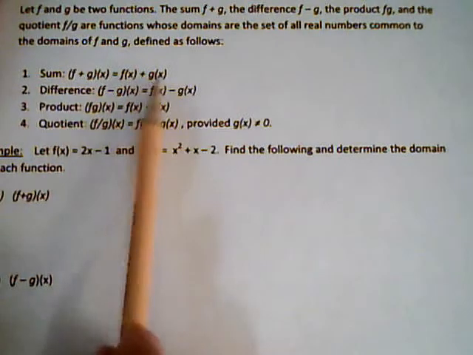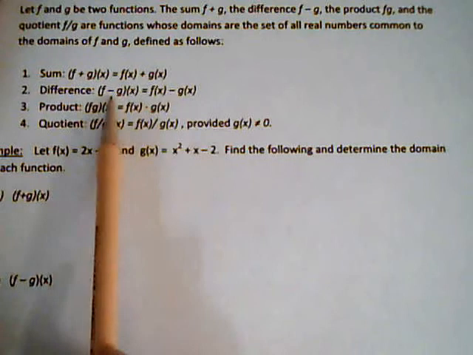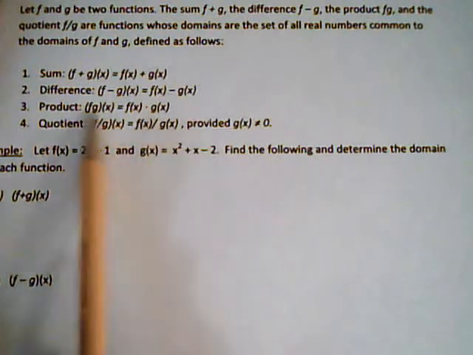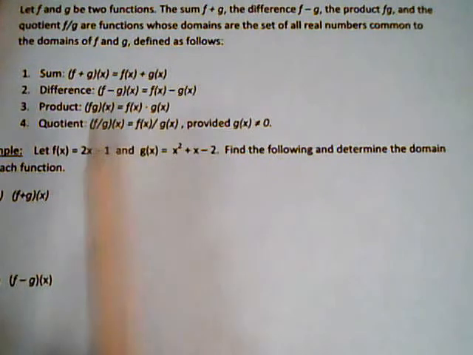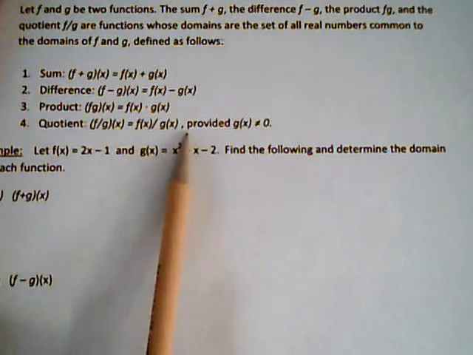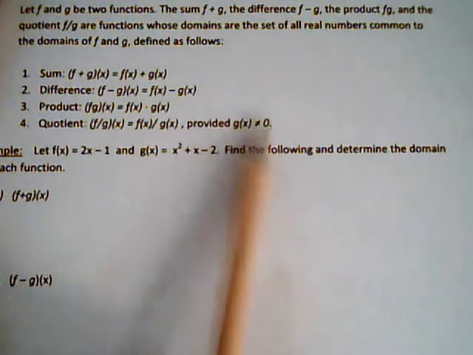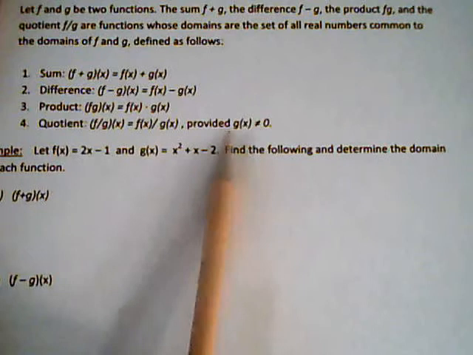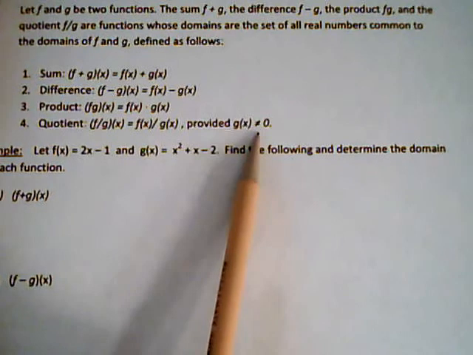Okay, so if we want to find the sum of two functions, then we just add those functions together. Difference, we subtract. Product, you multiply. Quotient, you divide, provided that the function you're dividing by is not 0, because that would make it undefined. Let's look at the example.